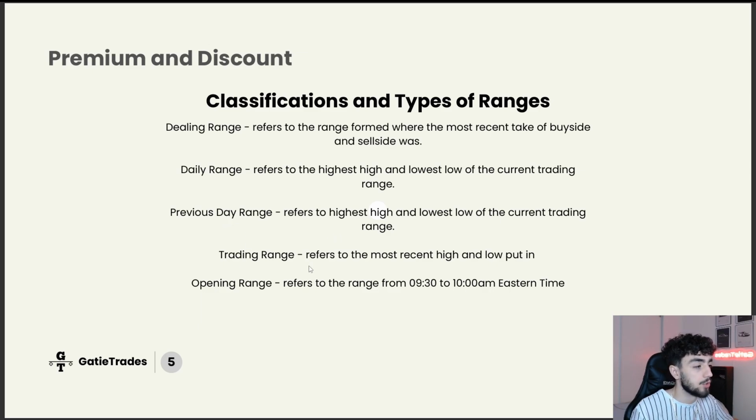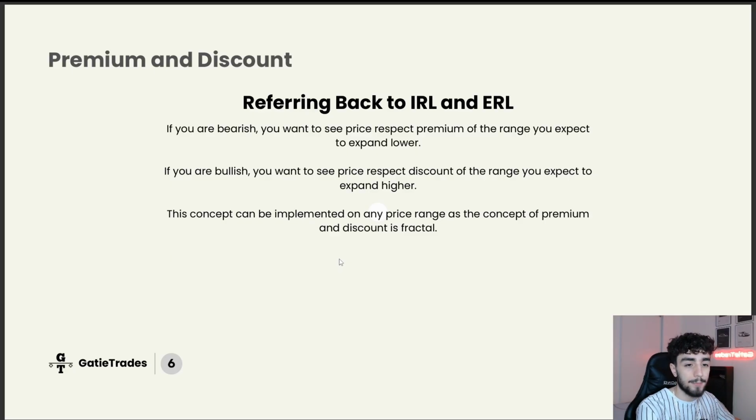You have the trading range, which is just the most recent high and low. So it doesn't matter if we take out buy side and sell side on both sides of the range. This refers to just the most recent range. And then you have your opening range, which is your range from 9:30 to 10 a.m. Eastern time. So we'll talk about this and I'll go over examples of how you can use every single one in the charts. The last thing I want to mention before we get to the charts is, if you remember our internal and external range video, which by the way, hopefully you guys are watching these in some kind of order.